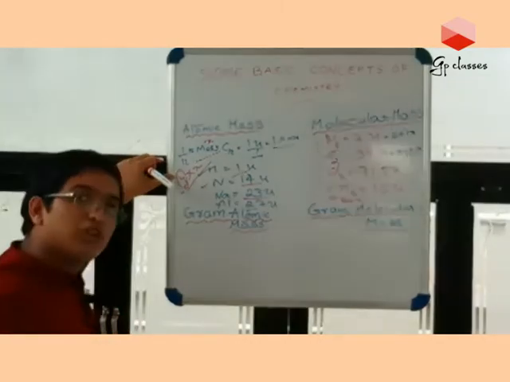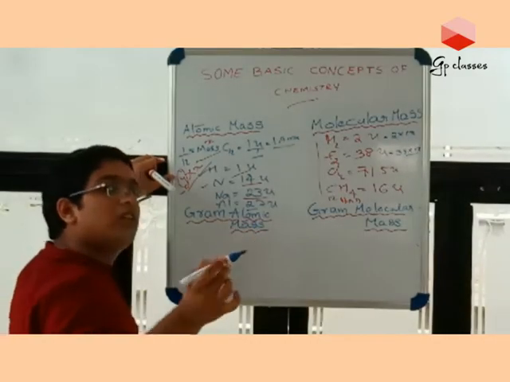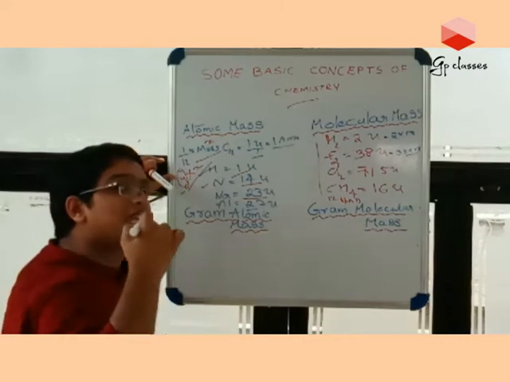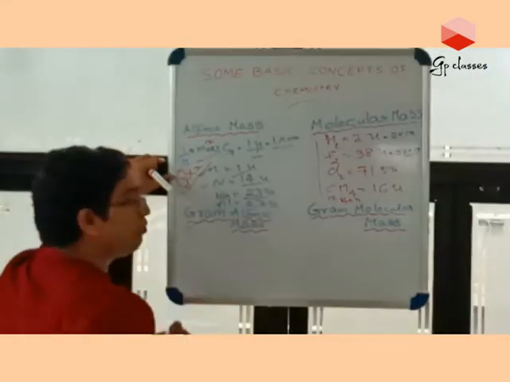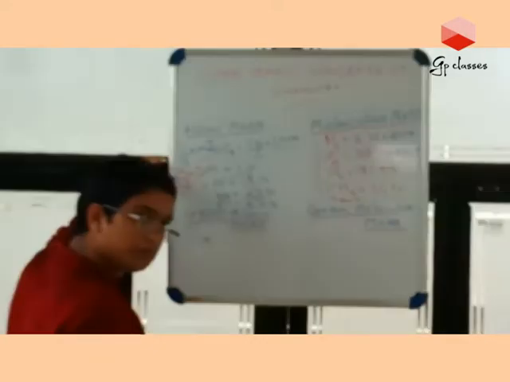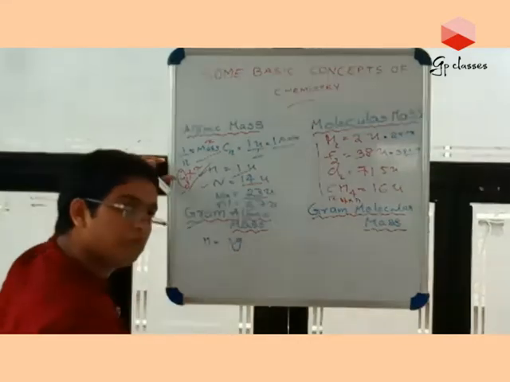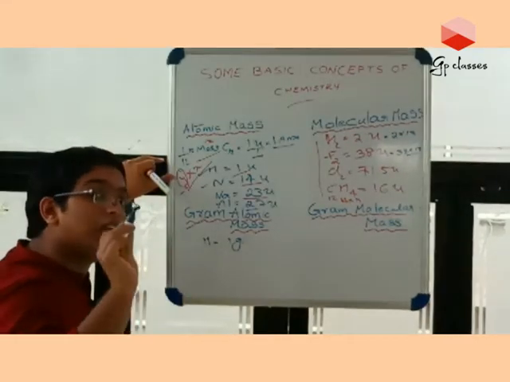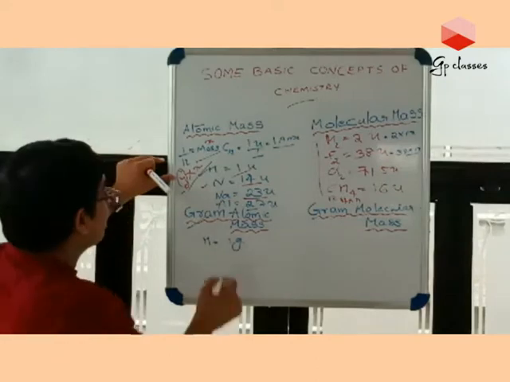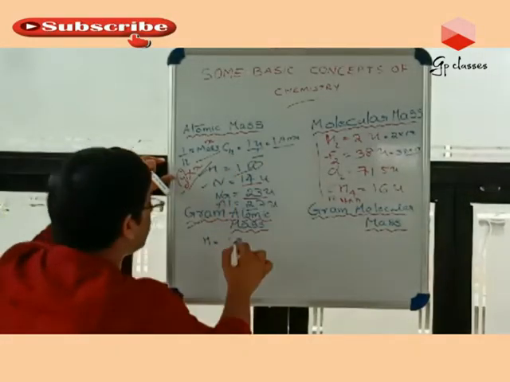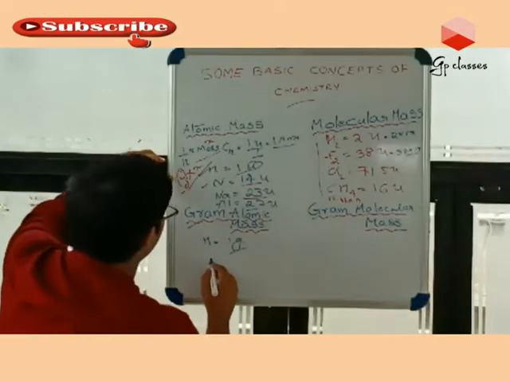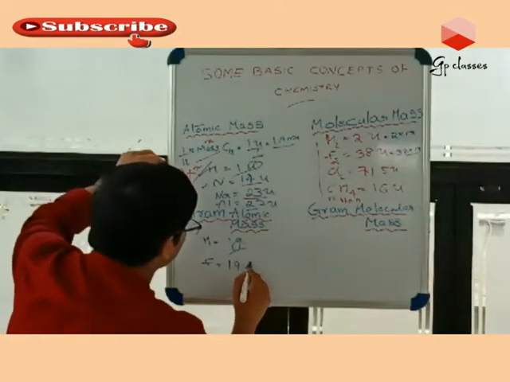Now we will discuss what is gram atomic mass. Atomic mass expressed in the unit of gram is known as gram atomic mass. Let's look at hydrogen. The gram atomic mass of a hydrogen atom is 1 gram. That is, atomic mass represented in gram is known as gram atomic mass. Very simple. You can just change the unit from U to G. Let us look at another. What about the gram atomic mass of fluorine? It will be 19 gram.